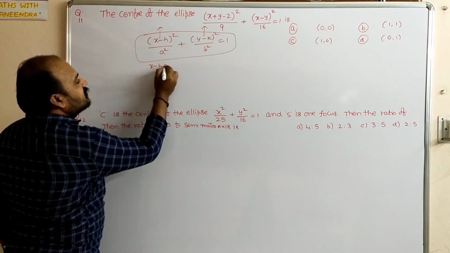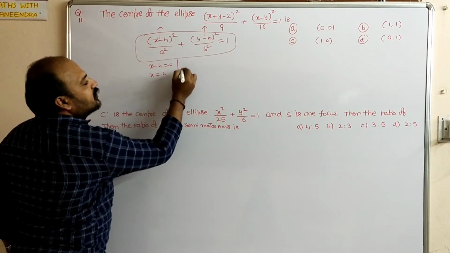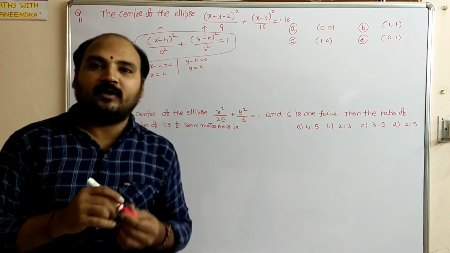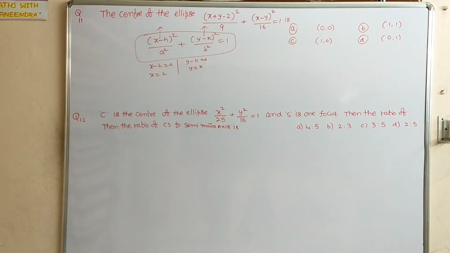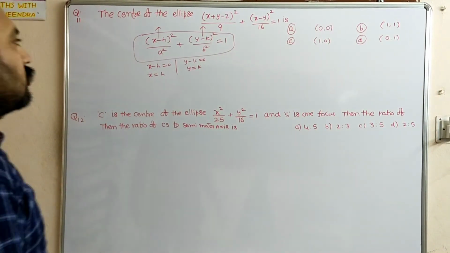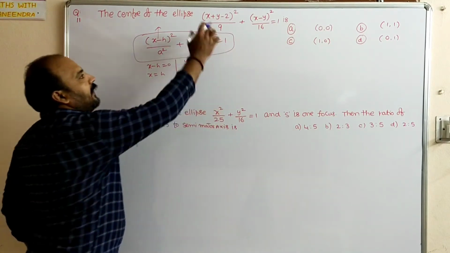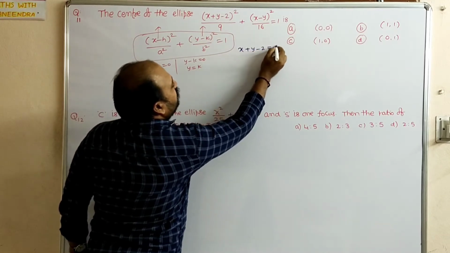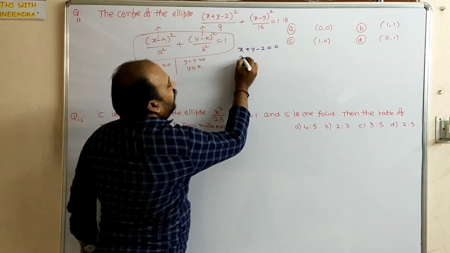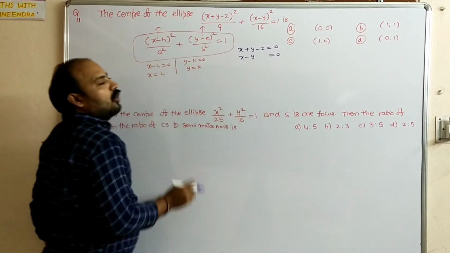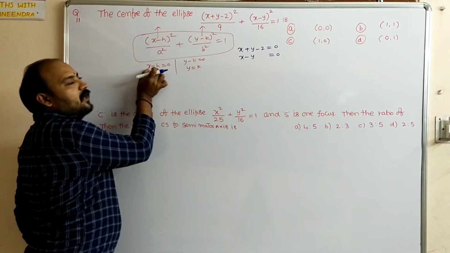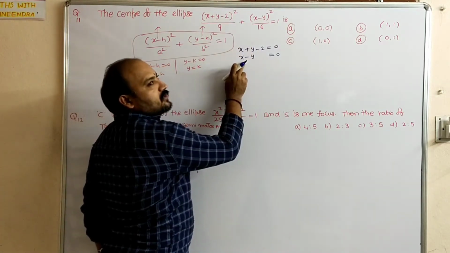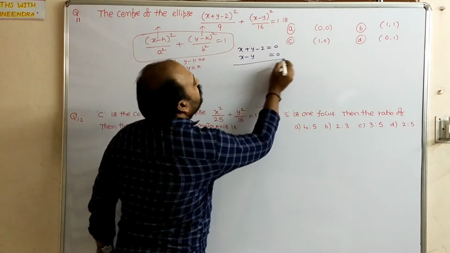So x - h = 0, therefore x = h. y - k = 0, so y = k. So, by using that, in place of x - h, what value is there? x + y - 2 = 0 and x - y = 0. Here equal to 0 means only linear equations are there, so we have equations in terms of x and y. You have to solve these two equations.